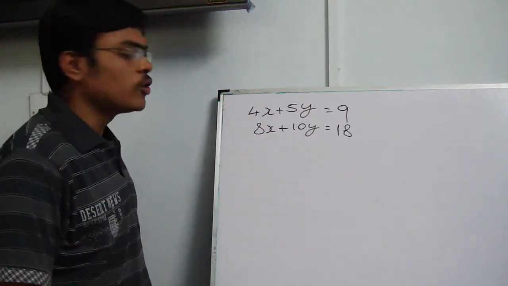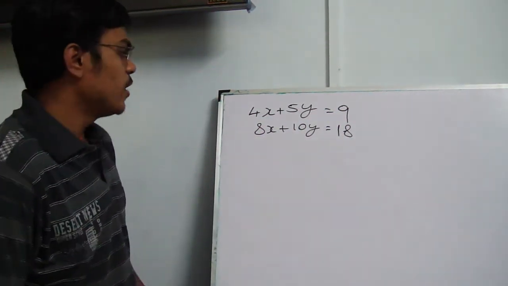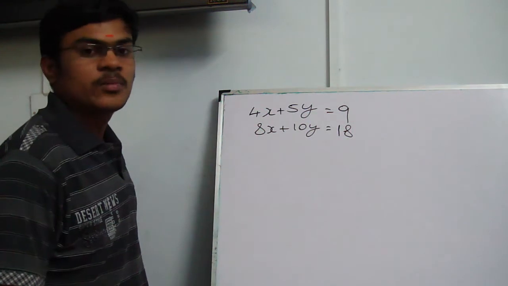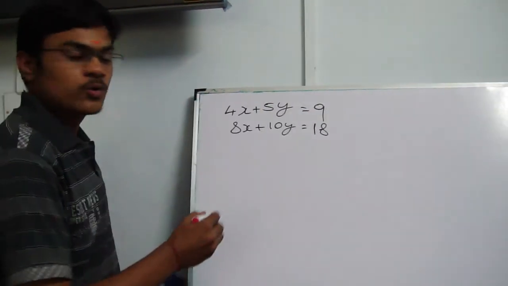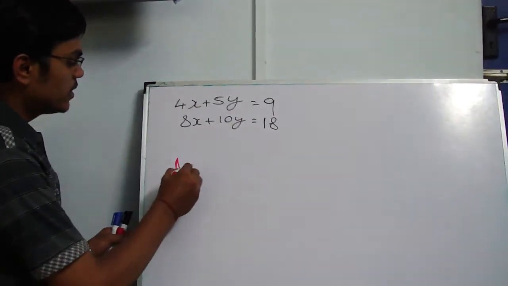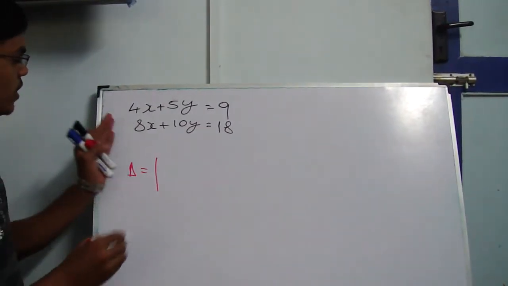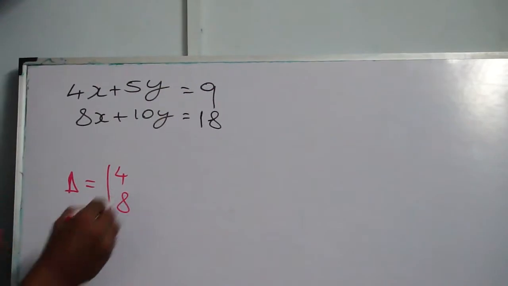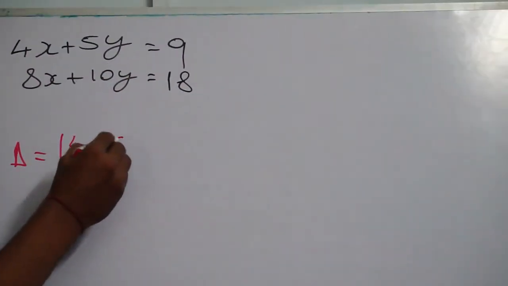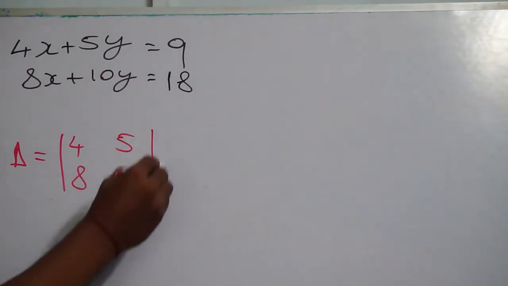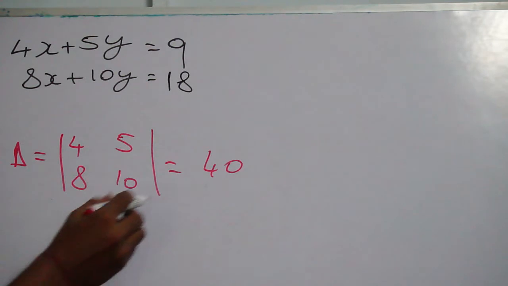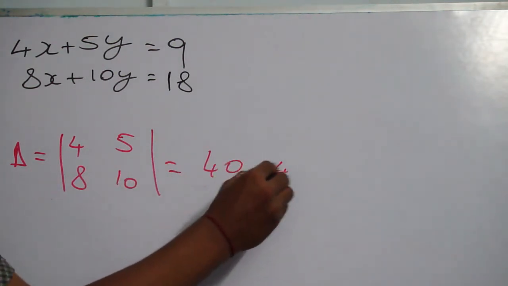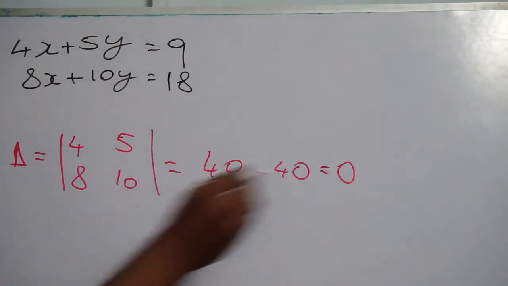Consider another non-homogeneous equation, and we have to solve this equation using the determinant method, Cramer's rule. So first we have to find delta. Delta is equal to, in the x column I am going to write 4, 8, that is the coefficients of x. In the y column the coefficients of y are 5 and 10. If we open the determinant, 10 fours are 40, minus 40 will give you 0.